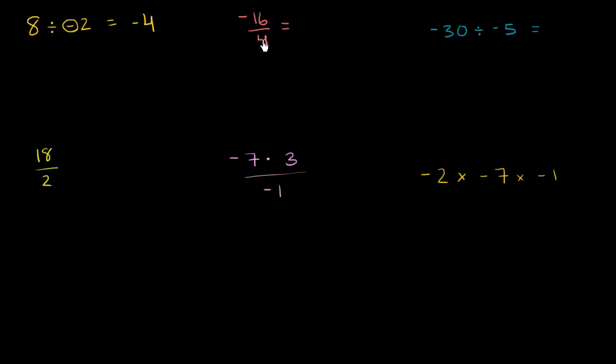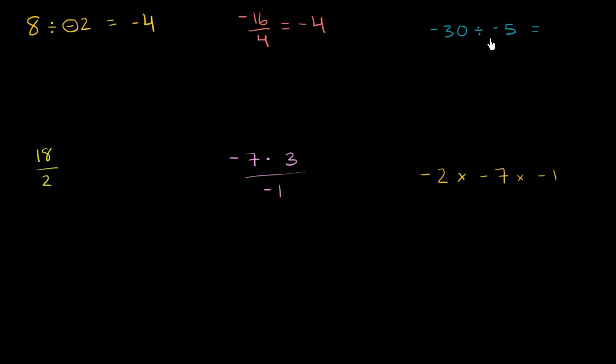Now negative 16 divided by positive 4. We have to be very careful here. If I just had positive 16 divided by positive 4, that would just be 4. But because exactly one of these two numbers is negative, I'm going to get a negative answer.